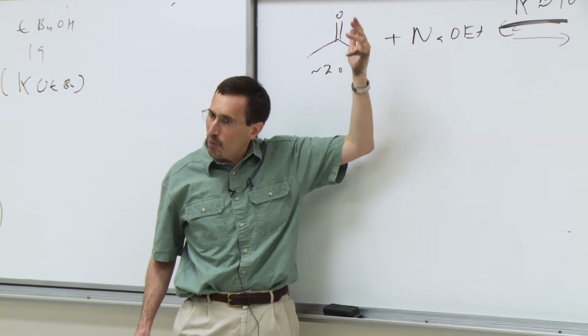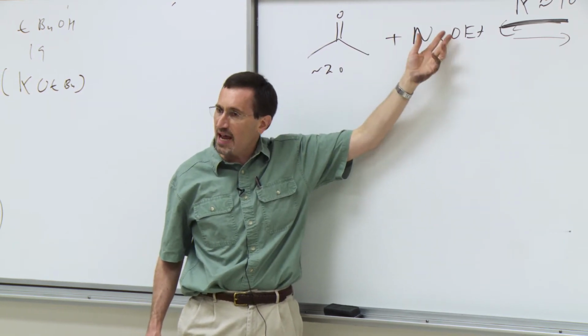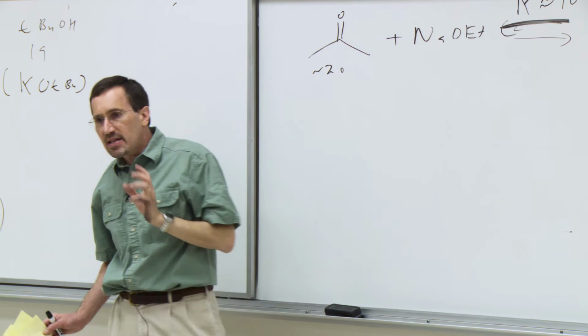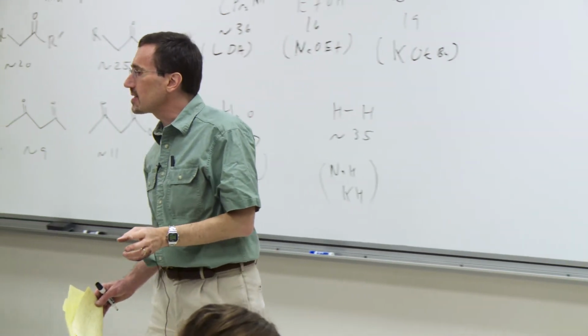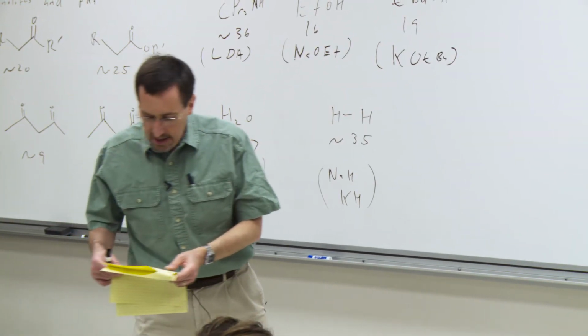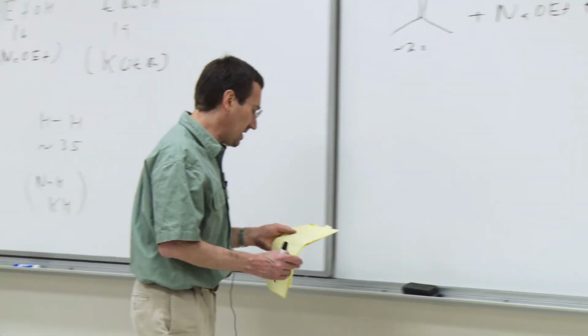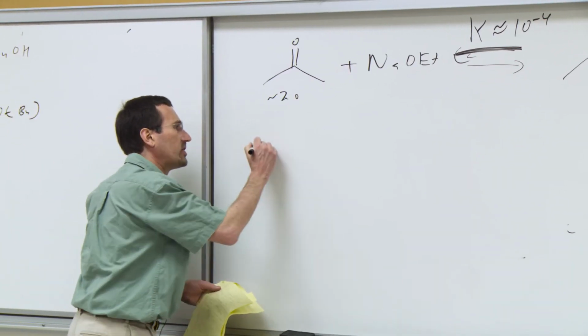You've got about 0.01% of the enolate present at any moment in this dynamic equilibrium. This is sort of the complete antithesis of, say, LDA.